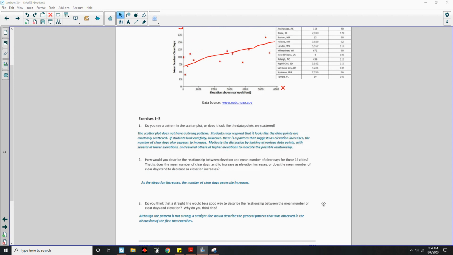So what we would say here is although the pattern is not strong, a straight line would describe the general pattern that was observed in the discussion of the first 2 exercises. So this is a positive, not so strong or weak linear correlation.